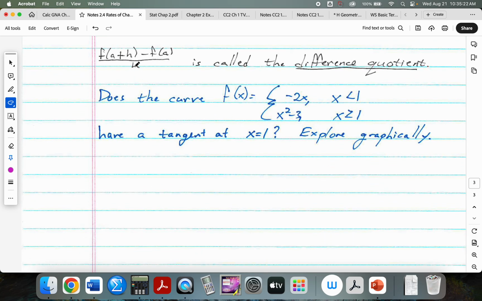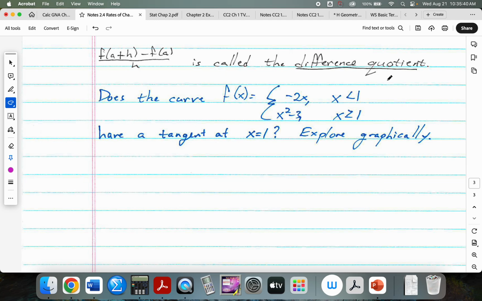So this expression, f of a plus h minus f of a over h, is called the difference quotient. You already know how to use it, but that's the term for it.